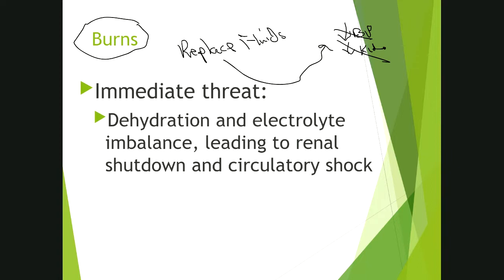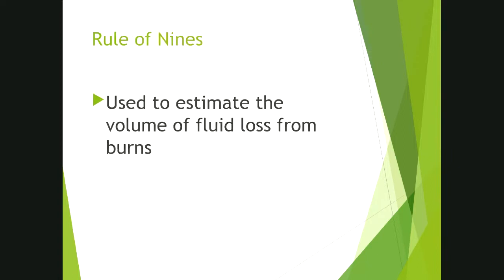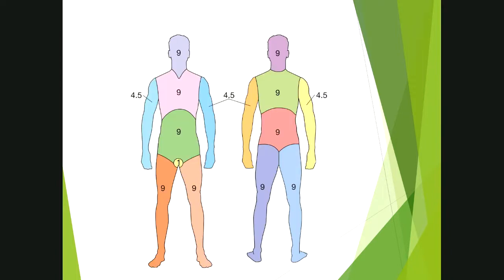But you have to know how much fluid you need to replace. And so what we use to determine this is something called the rule of nines. So the rule of nines is literally just a way to estimate fluid loss. Well, the way it works is that our body proportions are basically 9%. Everything is 9% or some part of 9%.